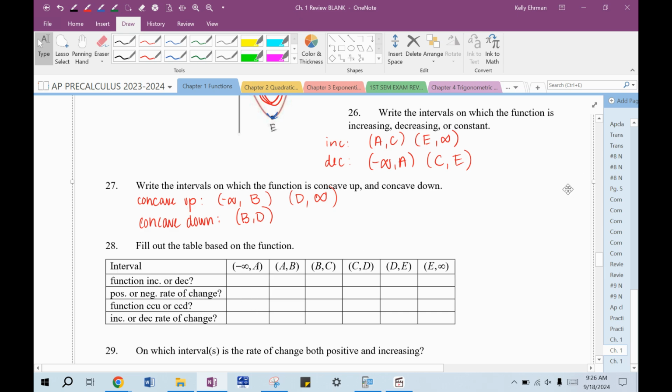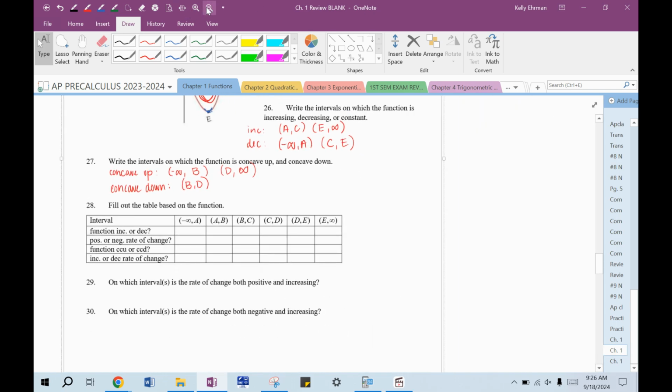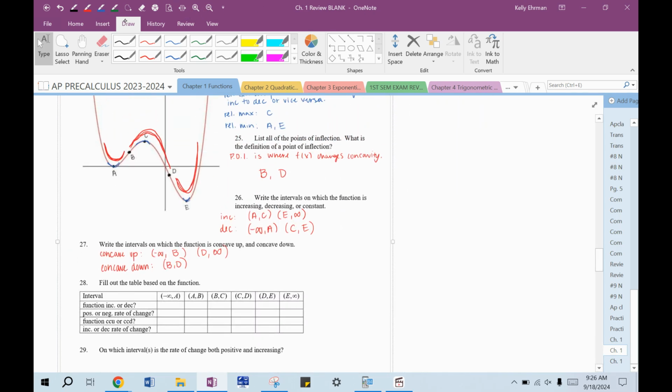Now let's look at each interval. Let me make this smaller so I can fit it all in here. I'm going to erase what I have here. We're looking from negative infinity to A. Is that function increasing or decreasing? From negative infinity to A, it's decreasing.